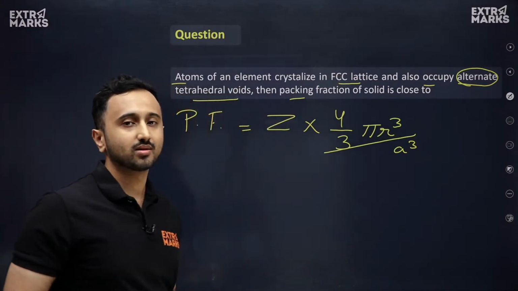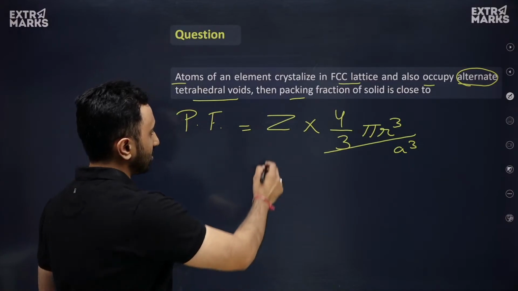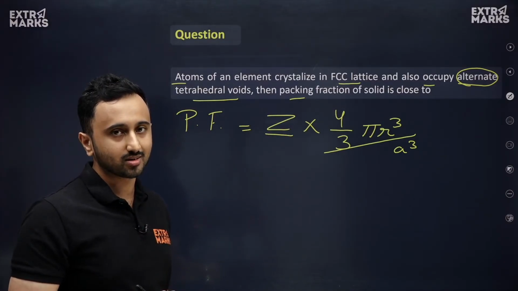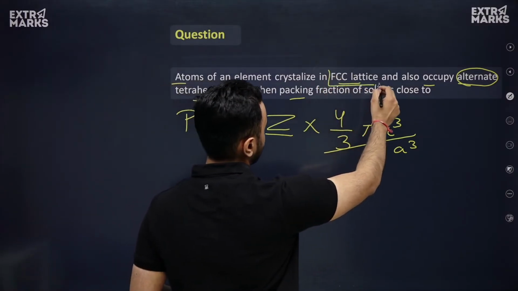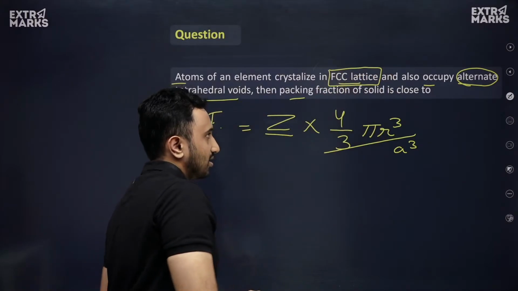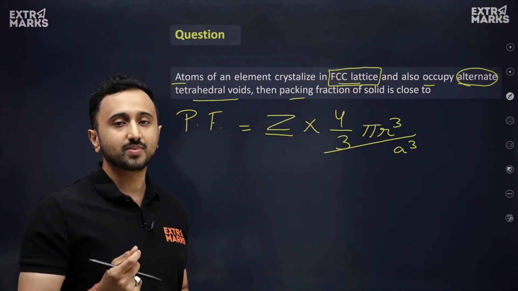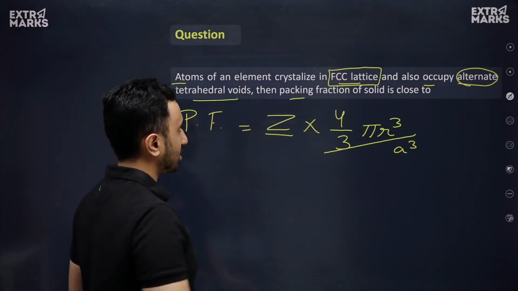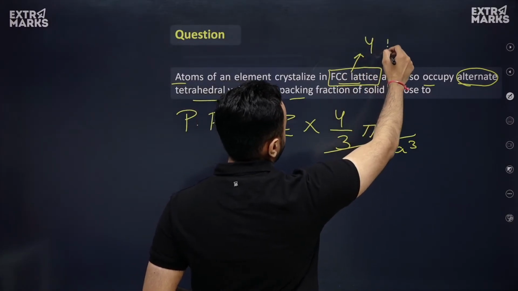This is the formula that we can use. Now, what is the value of Z for this particular lattice? Let's find out. So here we have an FCC lattice, right? If they have given us an FCC lattice, we already know that there must be 4 effective number of atoms. So from this hint we know that at least 4 atoms are there.